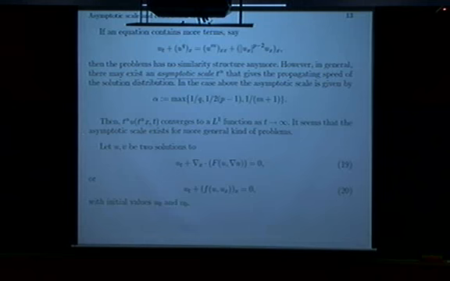And in this case, for example, 1 over q gives you the similarity scale for this convection. This one is for this PME type diffusion. This one is for the p-Laplacian type diffusion. Now take the maximum of these. Then that alpha is exactly the asymptotic scale of the solution of this problem.